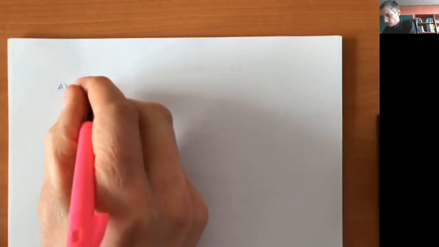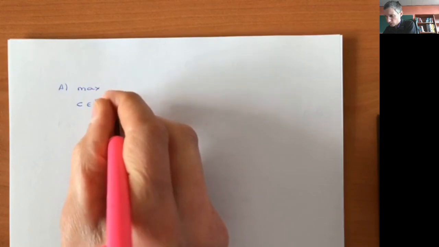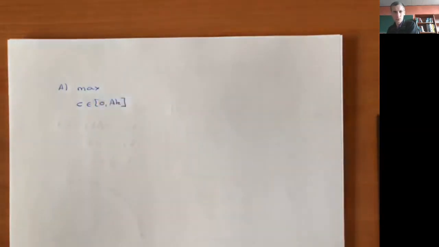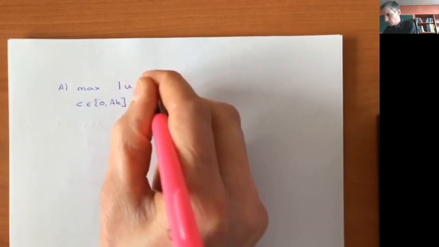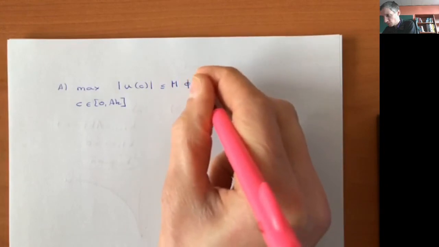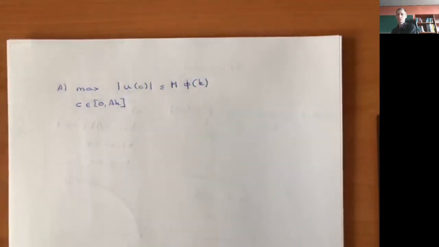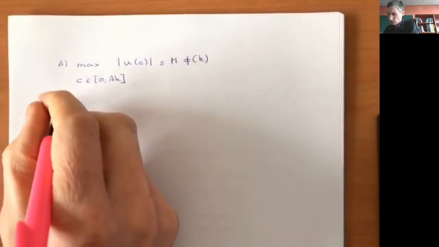So condition A requires that the max of the action that you can take, so here this is consumption, in g of x, so this is 0 to k. Okay, so these are the feasible amounts of c, of the absolute value of u(c) is less or equal to M times phi of k. I haven't defined phi yet, so basically I have to find the function phi that satisfies this.